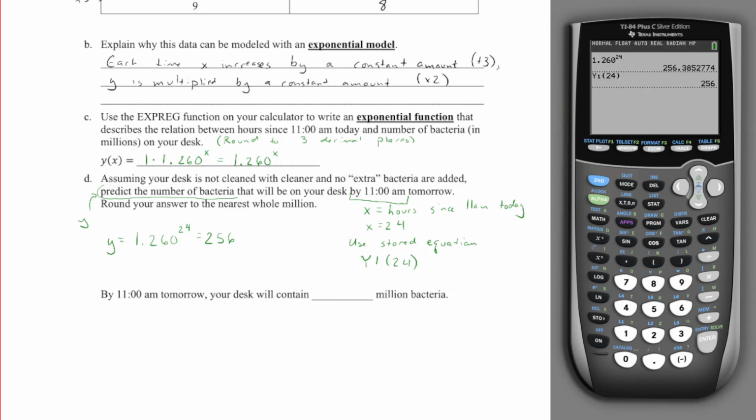Why is that such a nice number? Well, it's because 24 is a whole number of those 3-hour periods. Either way, by 11 a.m. tomorrow, our desk will contain 256 million bacteria, which is kind of a lot.